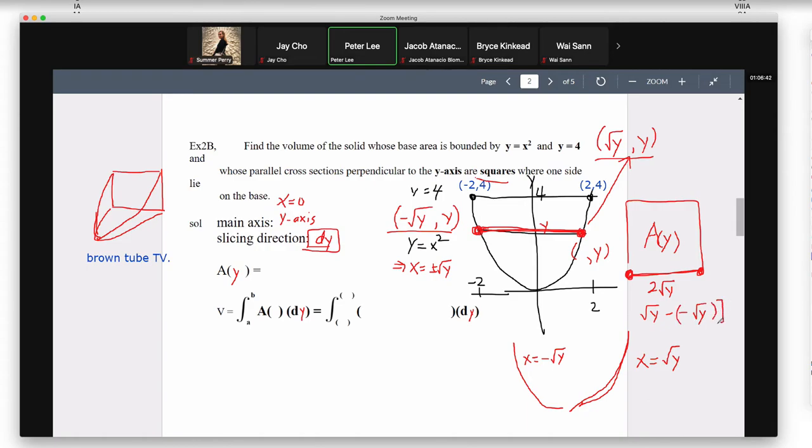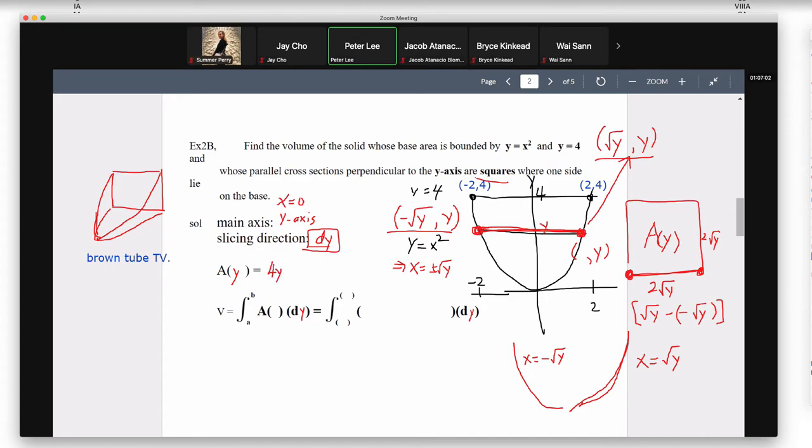So there's a double negative here. Watch out for these double negatives. So that means this length is 2 square root of y. Now this is a square. That means this must also be 2 square root of y. So now what is A of y? A of y will be 4y.